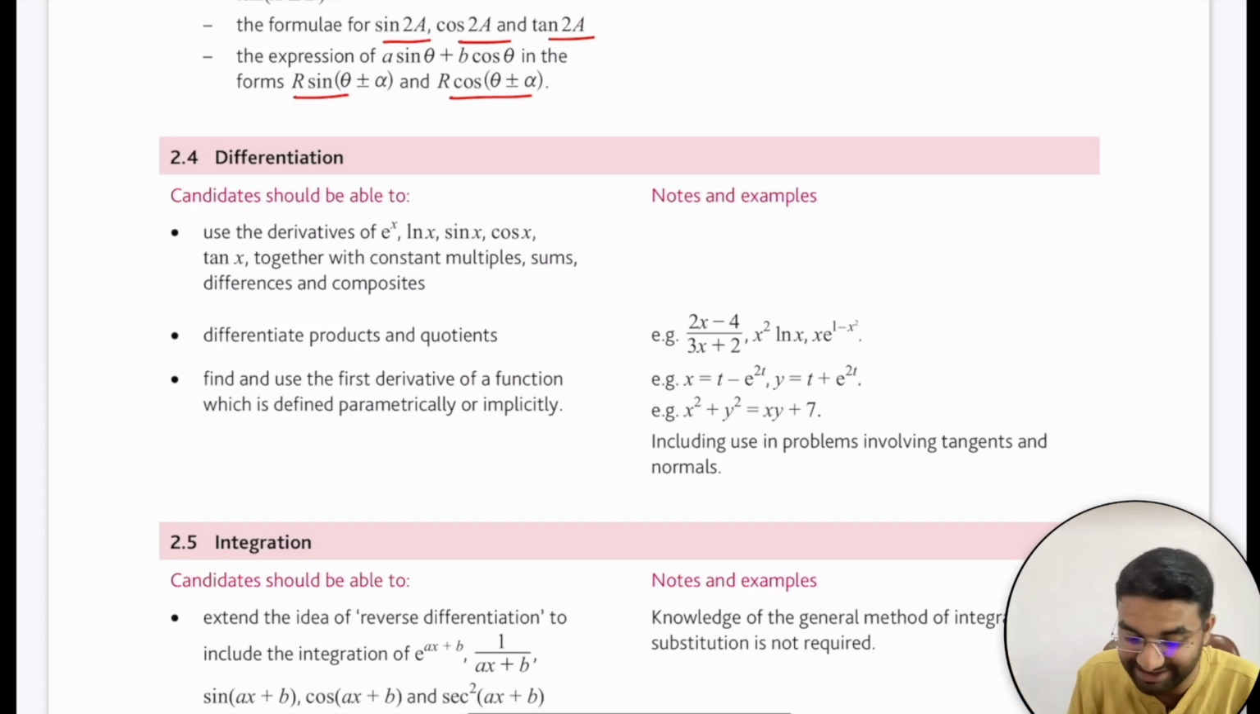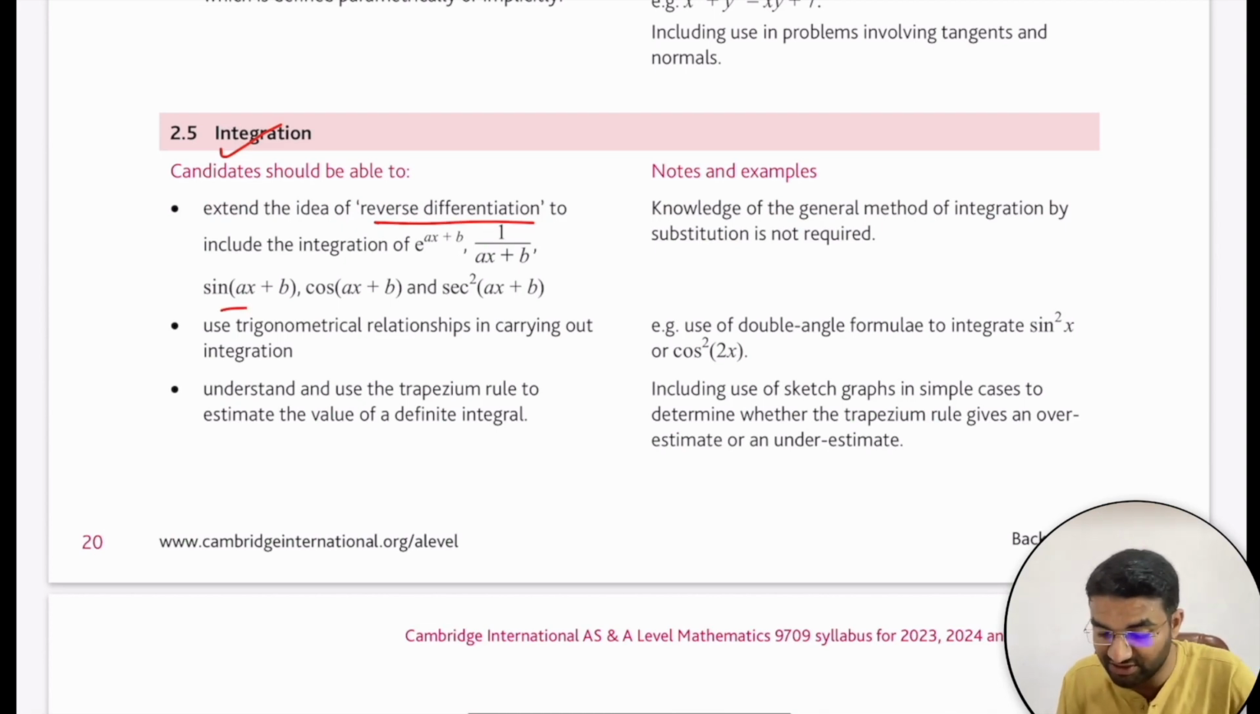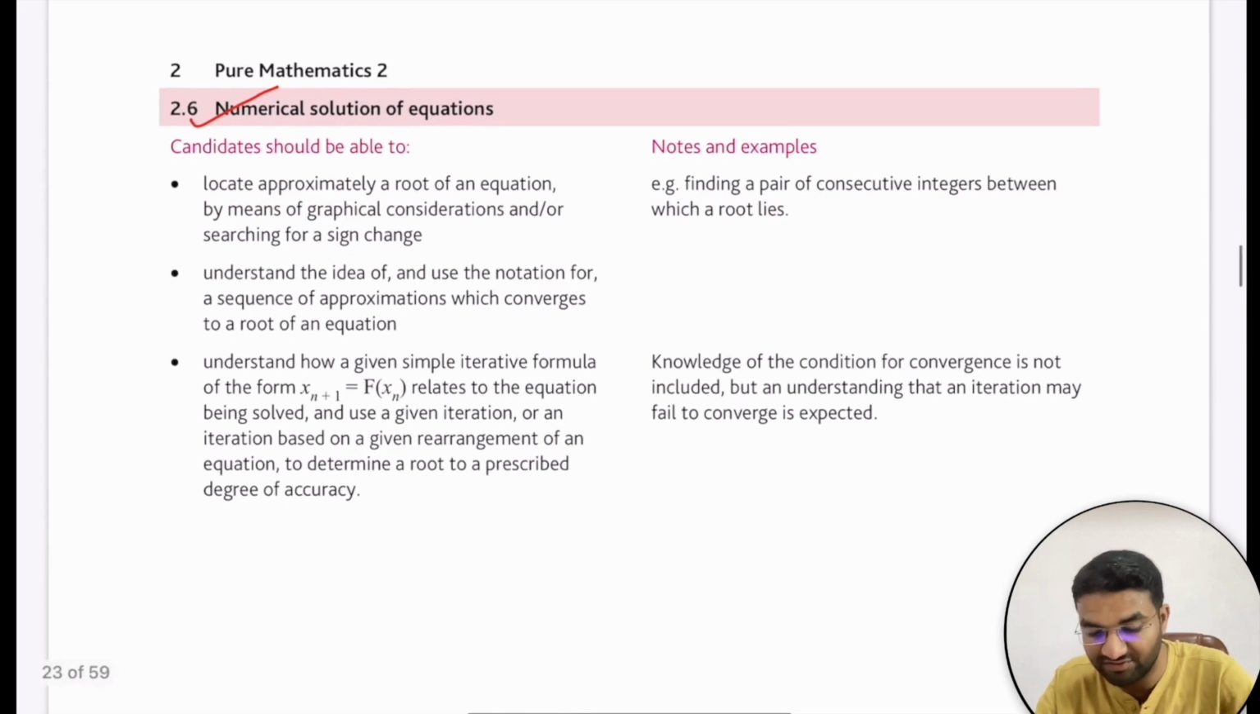Alright. Then differentiation. In differentiation you have the derivative of e raised to x, ln x, cos x, tan x, multiplication, product rule, quotient rule. Alright. Integration. In integration you have reverse differentiation, basically sin(ax + b), cos(ax + b), trigonometric relations. Understand and use the trapezium rule. Next, numerical solution of equations. These are the 6 topics for P2.